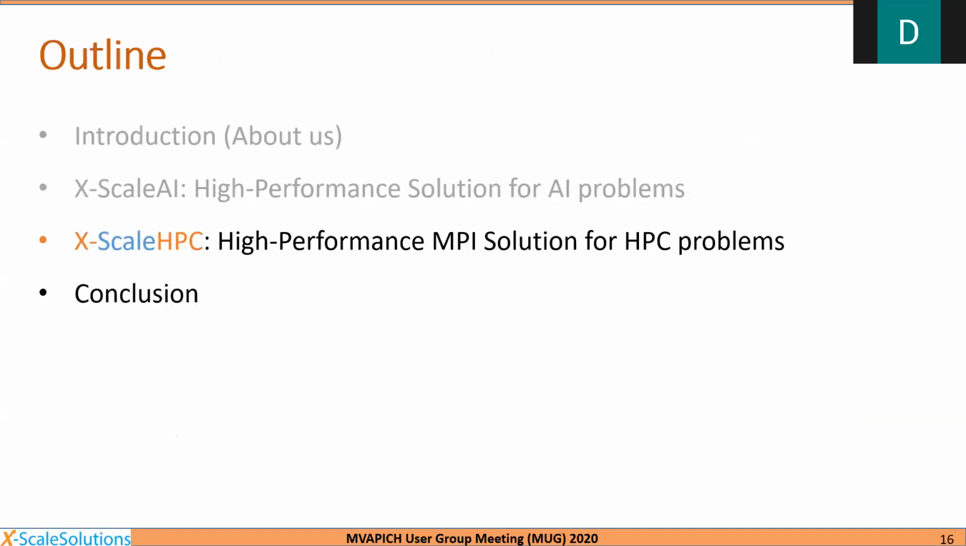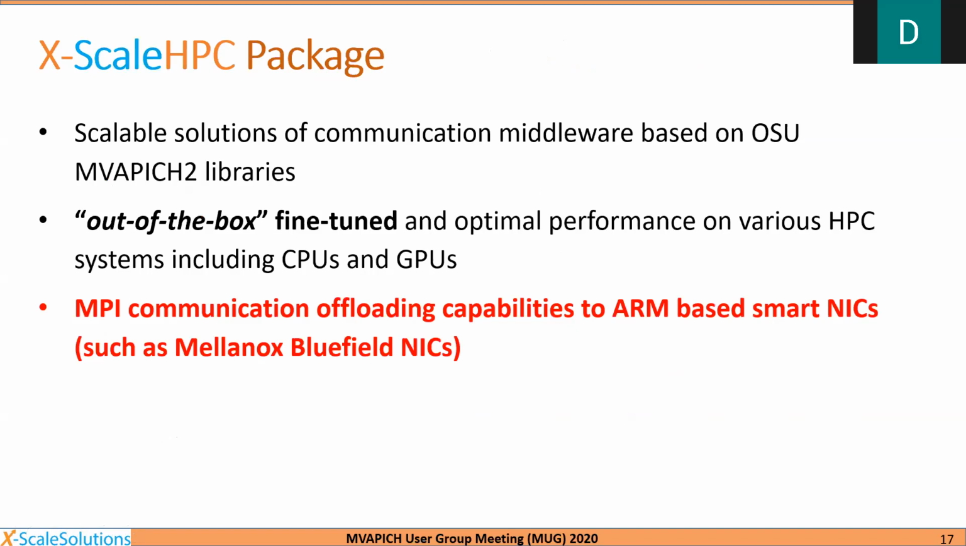Okay, now next I'm going to talk about the next product, the Xscale HPC. This package provides a scalable communication middleware solution based on the MVAPICH2 library. It's also out-of-the-box, fine-tuned for optimal performance on various HPC systems, including GPUs and CPUs. Specifically, the new capability we added is MPI communication offloading to ARM-based smart NICs, like the Mellanox Bluefield NIC. Okay, and I'll spend more time on this.